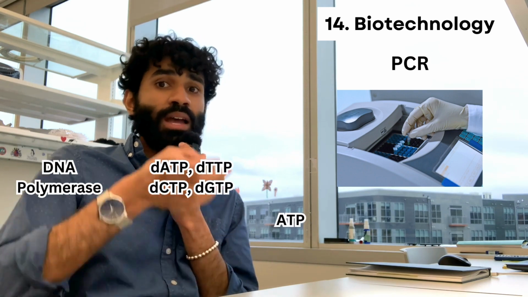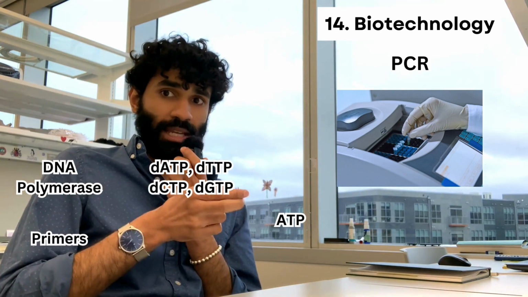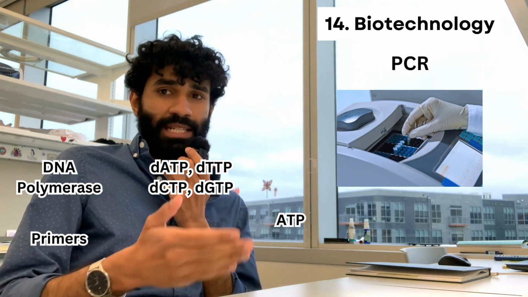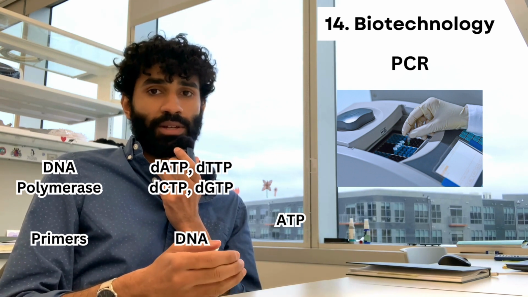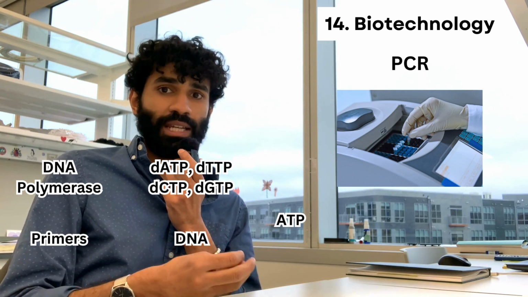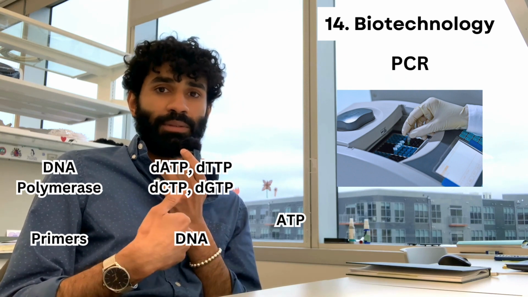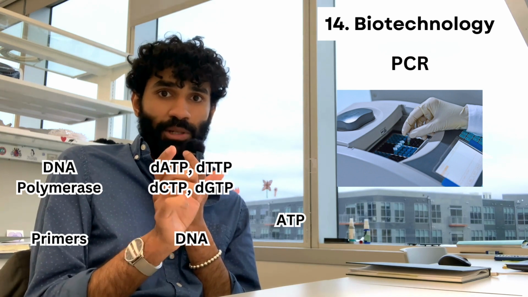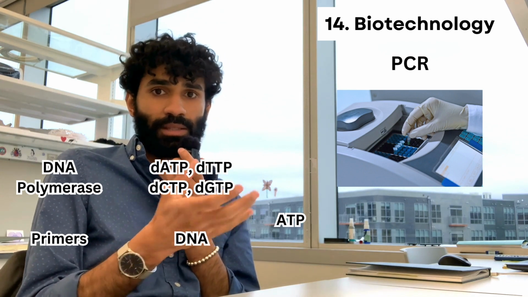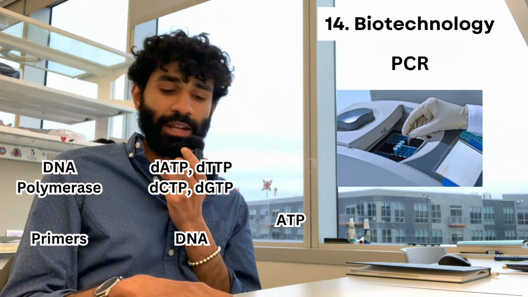You need primers, so the DNA polymerase can have a site to start at, and then you need your DNA template. What's unique about PCR is that you don't need much DNA to do PCR. I've done PCR from just a single cell, and I can amplify a particular locus like the TCR locus in that single cell, and you can get a lot of DNA from it.